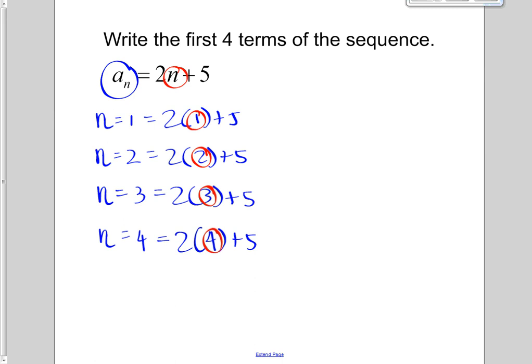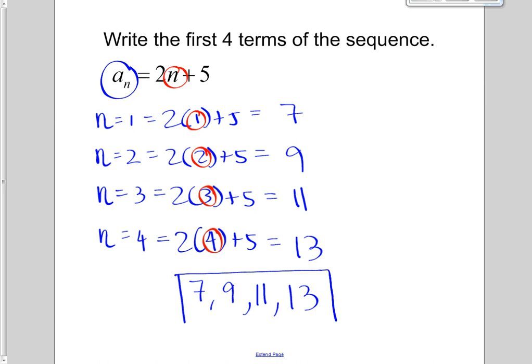And of course, to actually write my sequence, I would evaluate these things. I can see I'm generating a sequence of numbers that definitely has a pattern. Again, that's something we're going to talk about a little bit later. But my answer, if I was generating the first 4 terms of the sequence, is going to be 7, 9, 11, 13. So that's the idea of how the A notation gives you the values of the sequence.